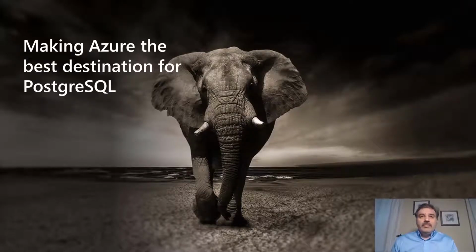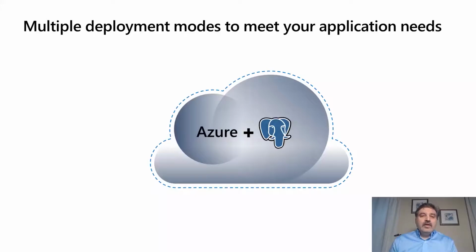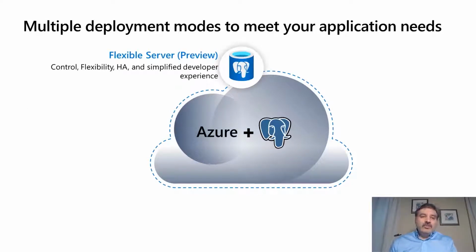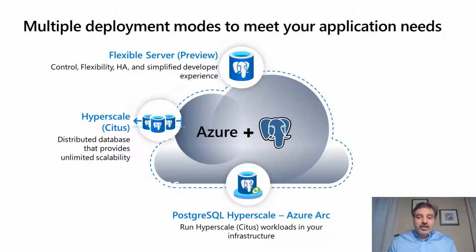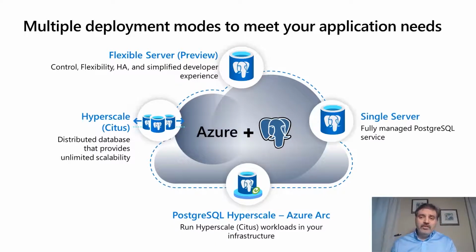I'll switch to what's making Azure the best destination for running Postgres applications. Azure Postgres offers a variety of deployment options to choose from, starting with burstable compute to scaling to hundreds of nodes to meet your requirements. We talked about flexible server, which gives you control, flexibility, and high availability. Hyperscale Citus provides a distributed database with unlimited scalability. And we have Postgres Hyperscale Azure Arc that runs Hyperscale on your preferred infrastructure. We also have single server, which is a fully managed PostgreSQL service.